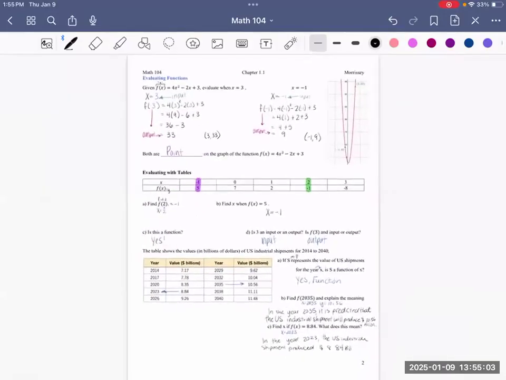And that is just about everything we can do for now with your functions, evaluating them, determining whether or not they are functions.